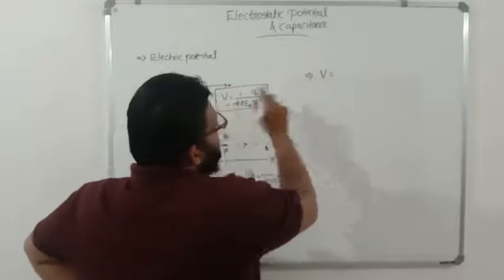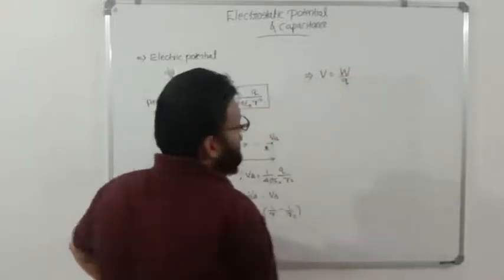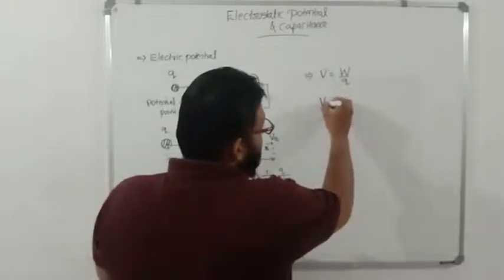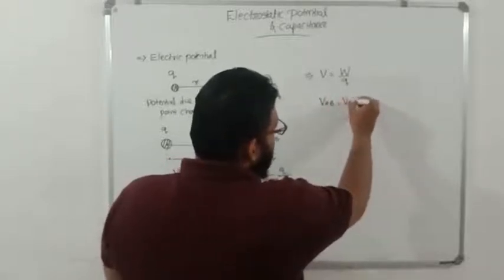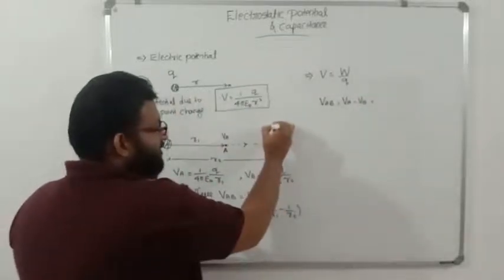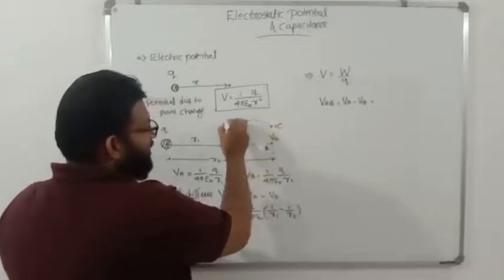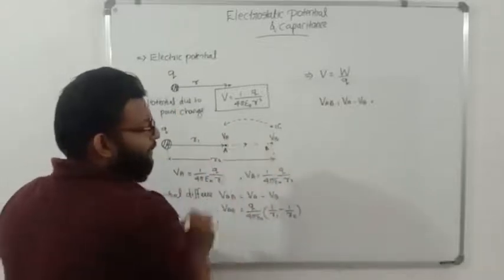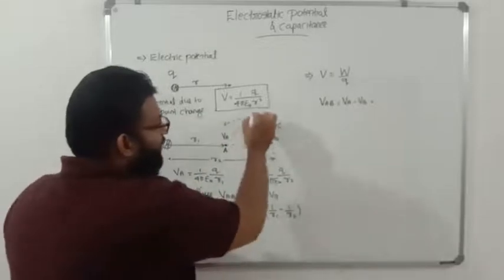This potential can be written as work done to bring a unit positive charge. Then what is potential difference VAB? Potential difference VAB, we know, is VA minus VB. It is nothing but, if you have a charge of plus 1 over here, and you take this charge from B to A, you are taking a charge of unit positive strength from point B to point A. Then you will have to do some work.